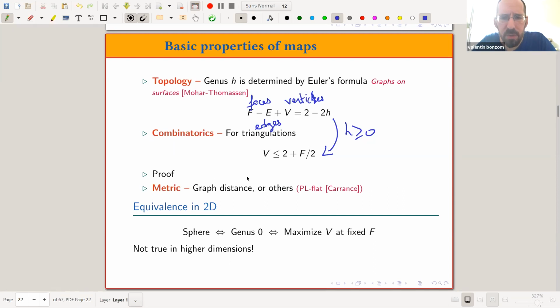Okay, so we can do a proof, but basically it's almost done. You take the fact that H is non-negative, and you need the fact that for triangulations, 2 times the number of edges is 3 times the number of faces. So if you count 2 times the number of edges, it's like counting 3 times the number of faces. So it gives you this relation.